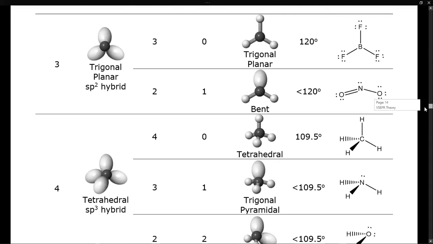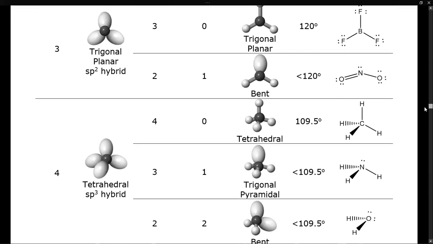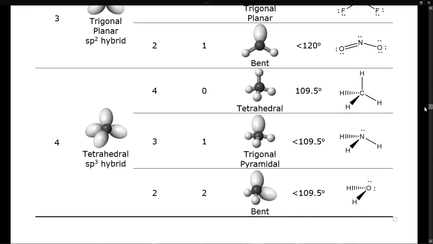Now, if we look at tetrahedral, we've got 4 total groups, being tetrahedral, sp3 hybrid, so one s and 3 different p orbitals. 4 and 0 is just plain old tetrahedral, 109.5-degree bond angles. Now notice that molecule can't be flat anymore.